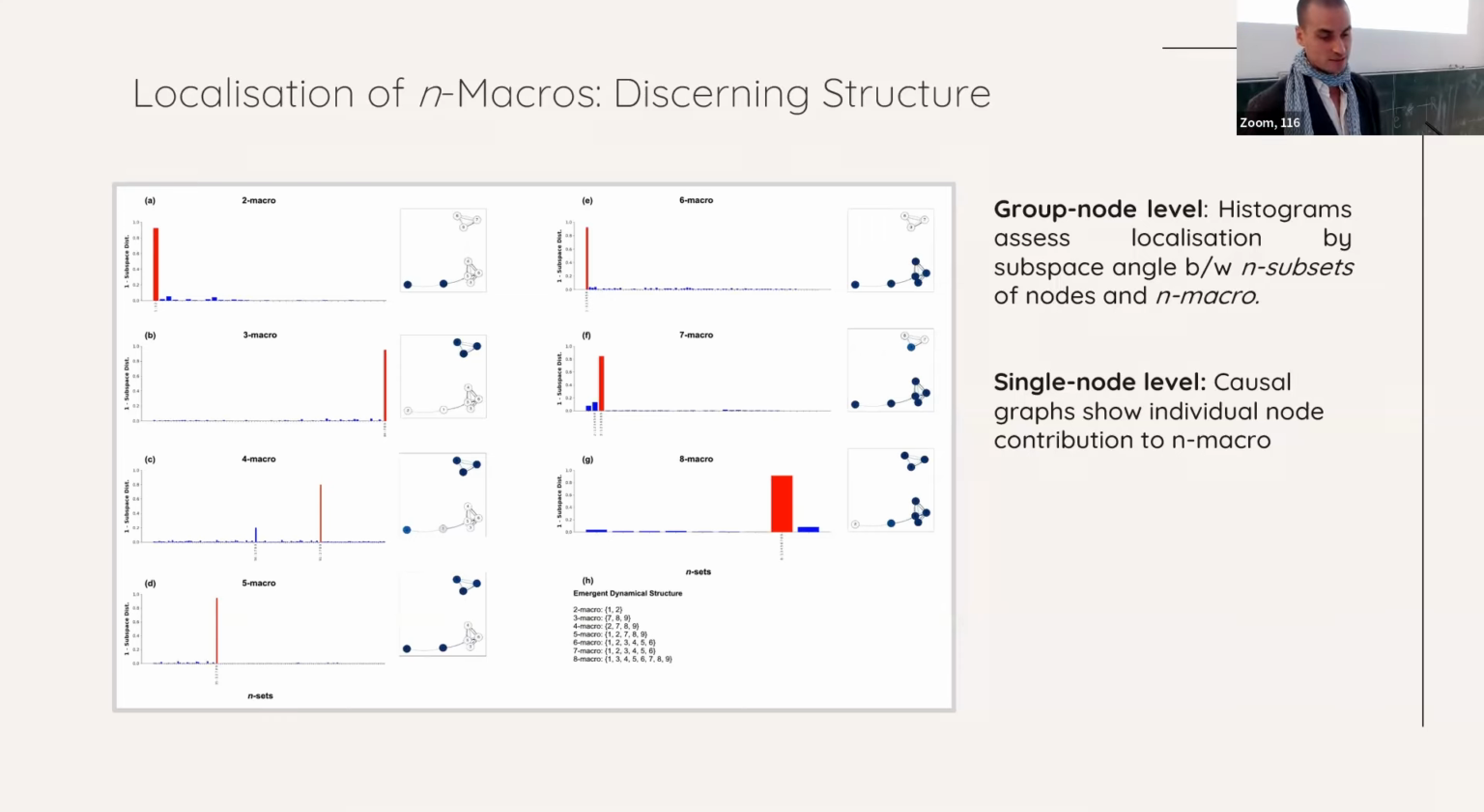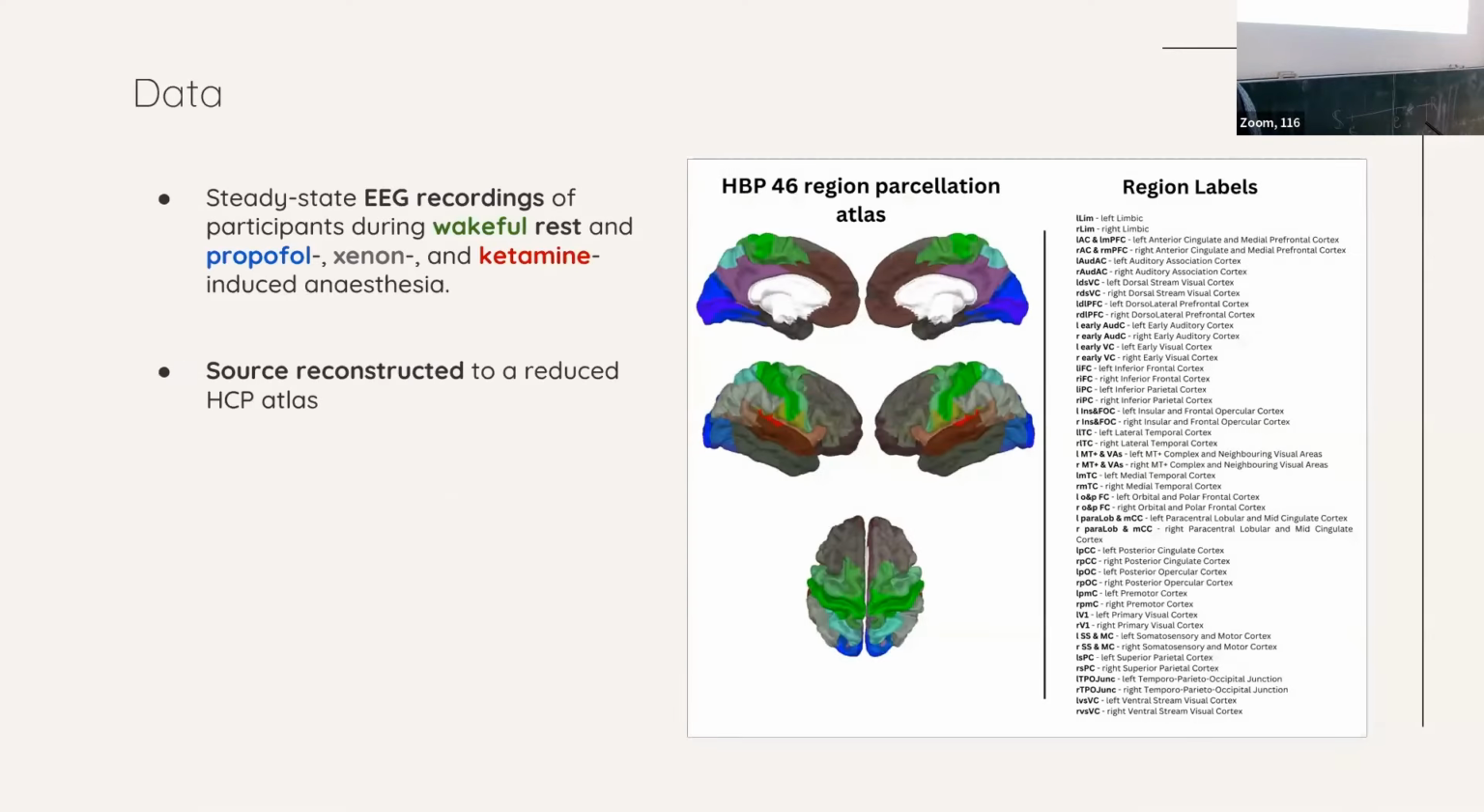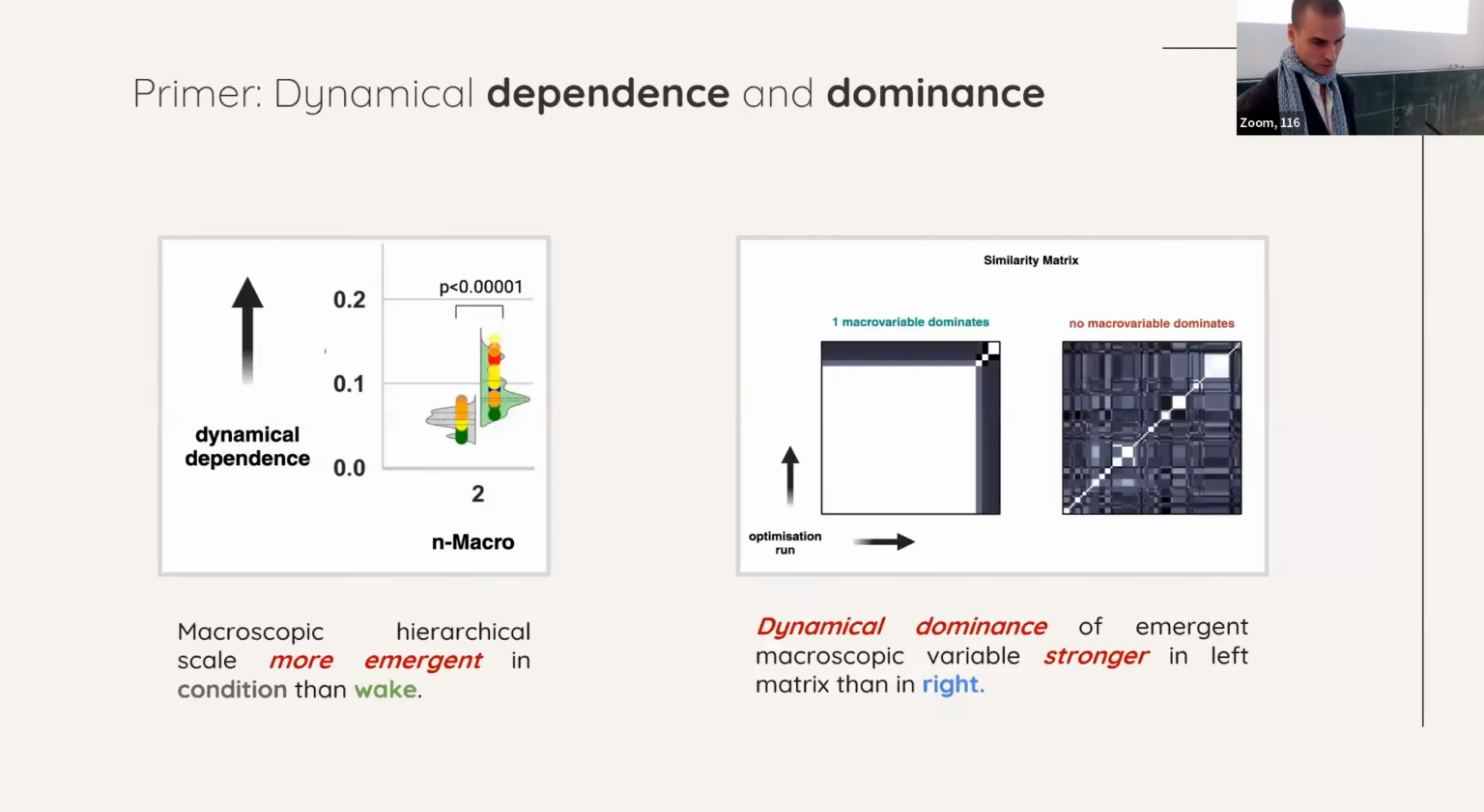So in essence, I like this single node level approach, which is shown in those causal graphs. This gives us a degree to which each node is implicated in the dynamics of the macro. So let's look at some data. Here, I apply this method to steady state EEG recordings of participants during wakeful rest, propofol, xenon and ketamine induced anaesthesia. These data were then source reconstructed, and the dynamical independence analysis was performed in the source space.